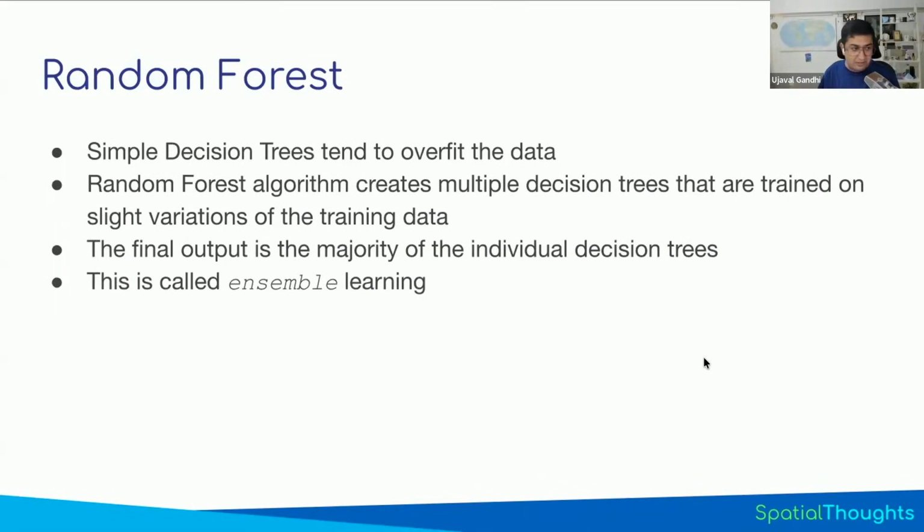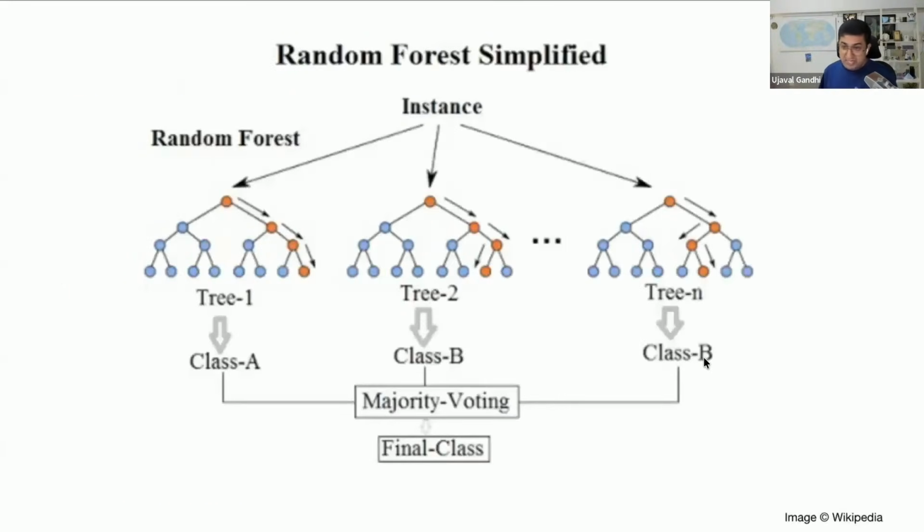This kind of method is called ensemble learning, where instead of just building one model, you build multiple models, ask everybody to predict the answer, and you just take the majority output. This surprisingly works really well. It solves this overfitting problem, and it is like wisdom of crowds. Like if you ask enough people about something, you'll converge on the right answer.